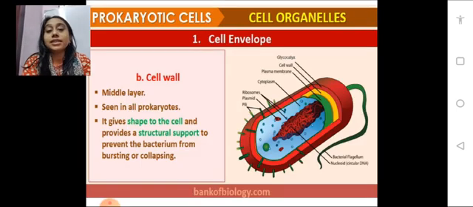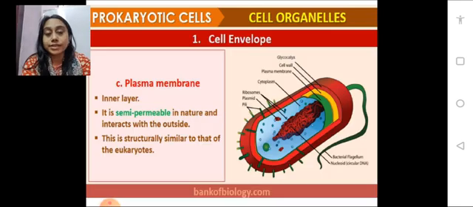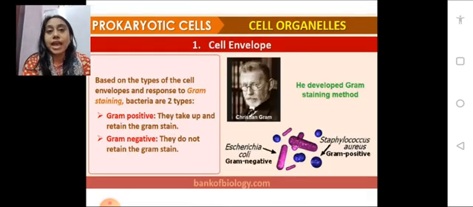Below the glycocalyx there is the middle layer, the cell wall, right? And this cell wall is very important to give the structure and shape to the prokaryotic cells. Then finally, the innermost is the plasma membrane, and plasma membrane is semi-permeable and it controls entry and exit of different molecules. Plasma membrane is the same in all kinds of cells.